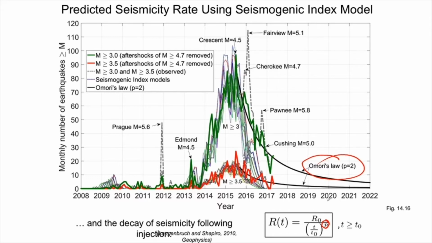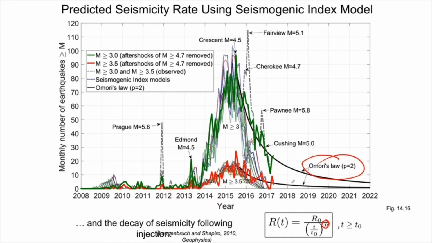So Cornelius and I assumed a p of 2 and predicted this decline in seismicity of magnitude 3.5 and larger. That's shown in red, and magnitude 3 and larger, that's shown in green. So it's fitting the data, and then we're making a prediction forward in time.